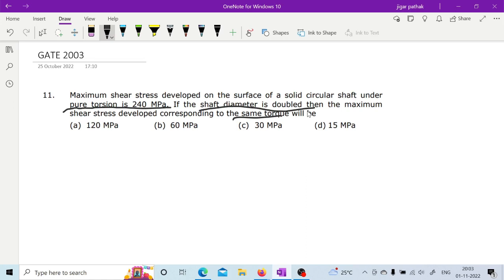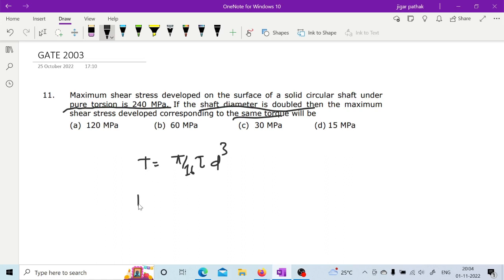Sir, option C. What will it be, sir? 30 MPa, C. Okay, everyone is getting the same? Sir, 30 MPa. Why? Because the diameter is getting doubled, right? What is the relation? T is equal to pi by 16 tau D cube, right? This is the relation. Yes or no? Yes, sir.